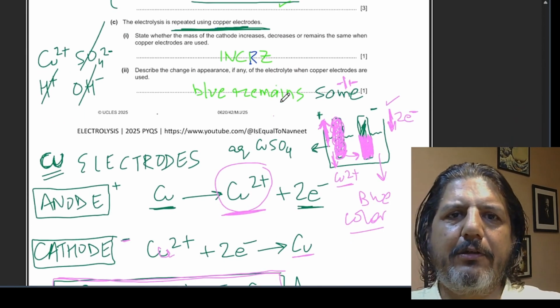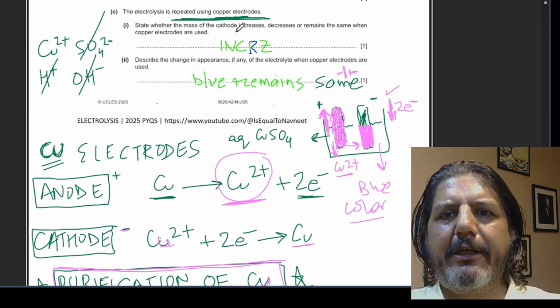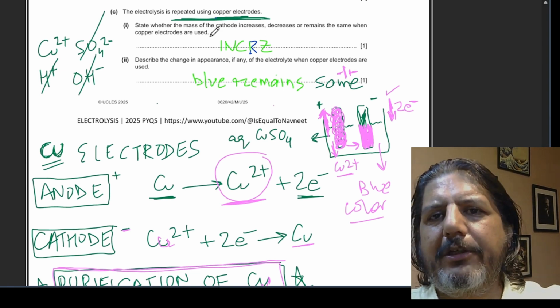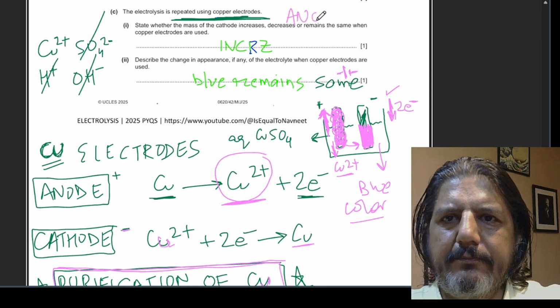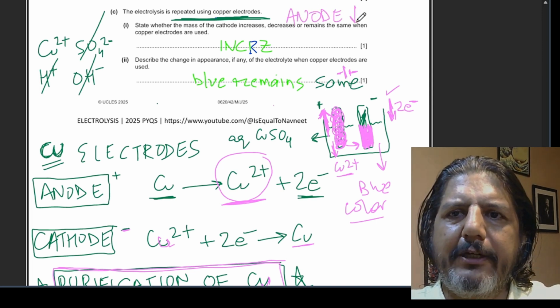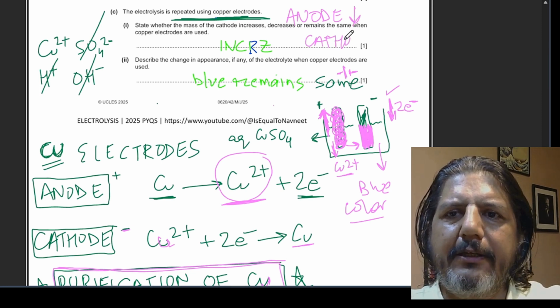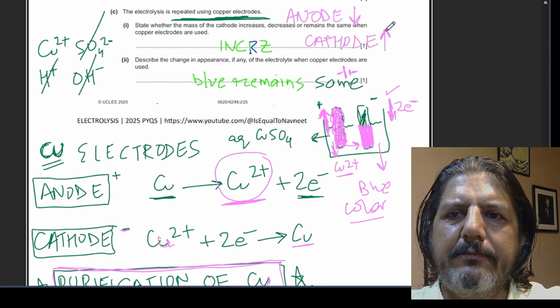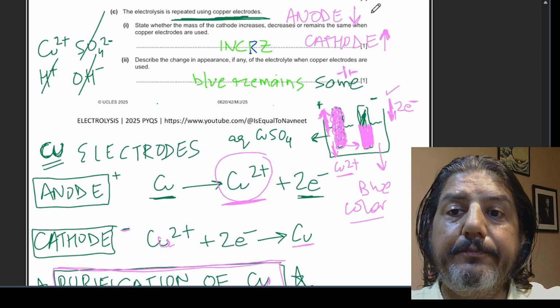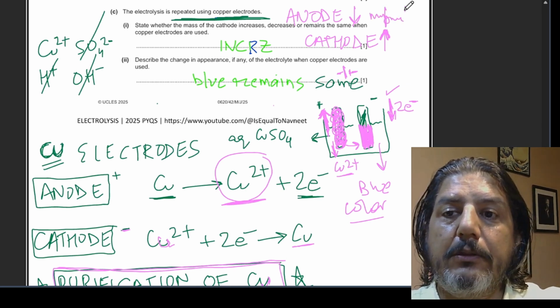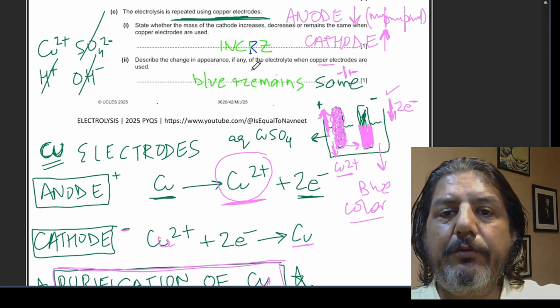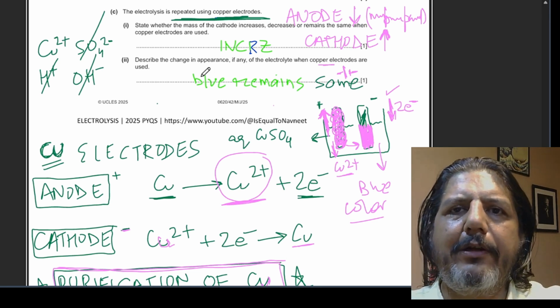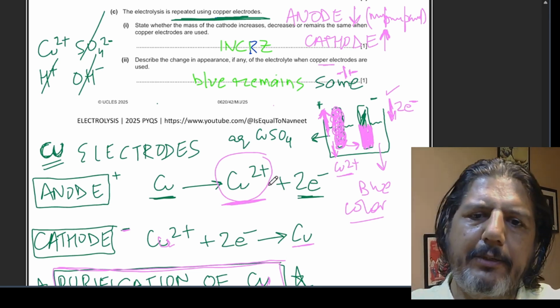And that is why they have asked questions like these. State whether the mass of the cathode increases, decreases, or remains the same when copper electrodes are used. Of course, the mass of anode will decrease. Mass of cathode will increase. I've told you this anode would be the impure part. Describe the change in appearance when copper electrodes are used. The electrolyte, the blue color will remain the same because the concentration of Cu2+ remains the same.